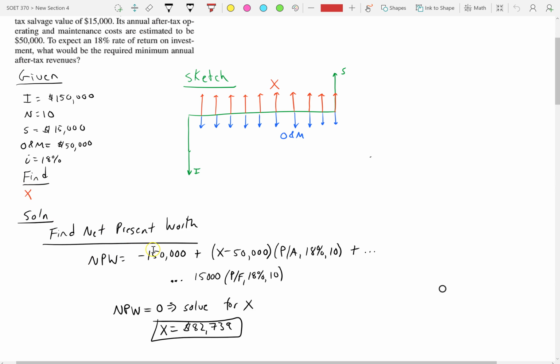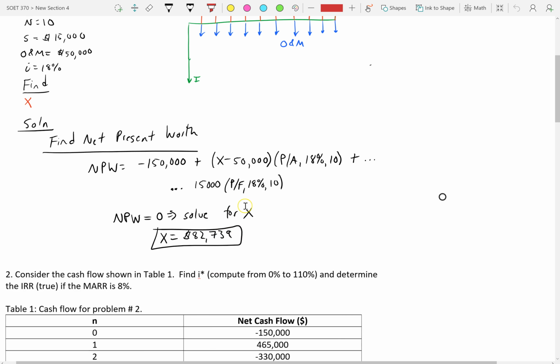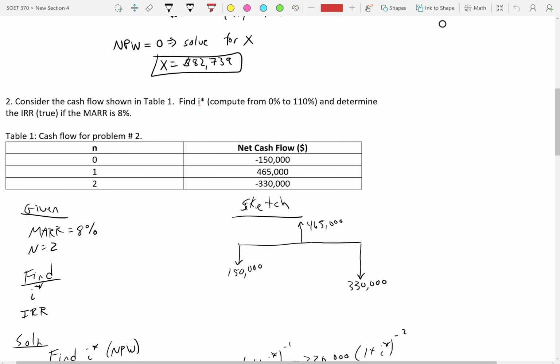So what you do is you find the net present worth. Take 150,000 because that's at year 0, and then we just take the red minus the blue, and that's the annual. We want to find the present worth, 18% for 10 years. We can find that fraction on Appendix B, and then do the salvage value, which is really a future value converted back 10 years. And when you do this, you end up getting 82,739.